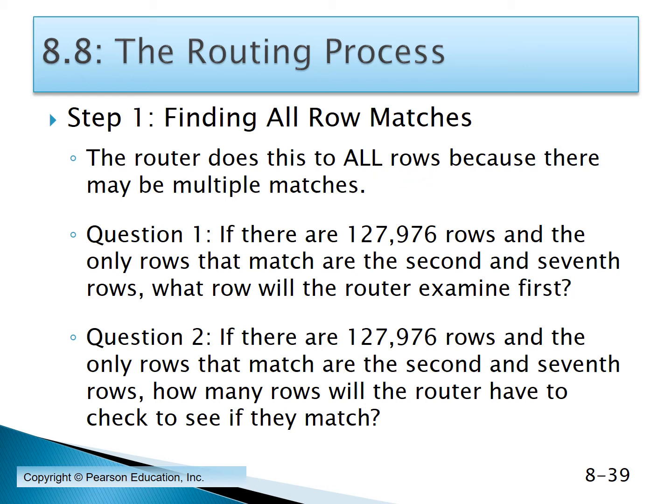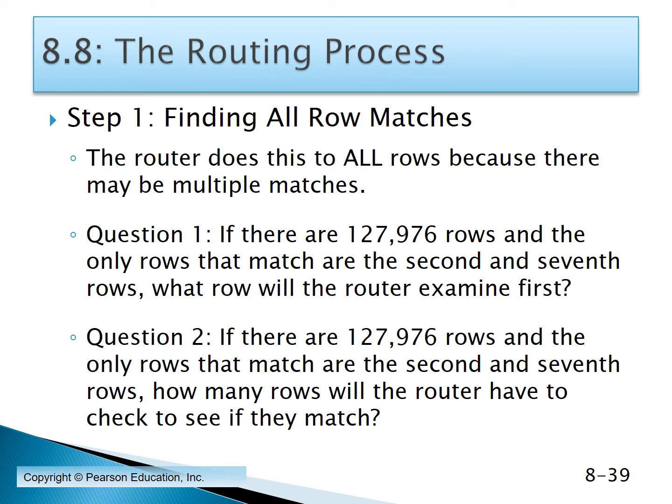Just two quick questions here. If there are 127,000 rows and the only rows that match are the second and seventh rows, which row will the router examine first? The answer is actually row 1. It doesn't matter how many rows there are, it will always examine row 1 first, and then go to row 2, row 3, and row 4.